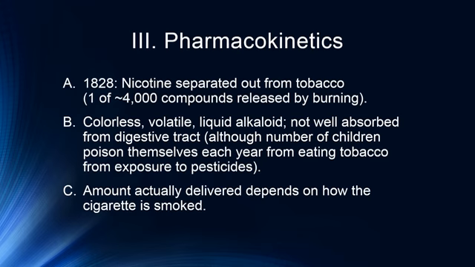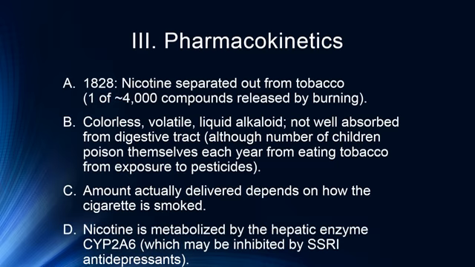The amount of nicotine delivered really depends on how the cigarette is smoked and what kind of cigarette is actually smoked. This is one of the biggest problems with trying to replace nicotine in people who smoke, because it's a very ritualized, very specific dose. Nicotine has a very narrow point at which it is pleasant to smoke. Too much and you get nauseous and dizzy very quickly. Too little, and it doesn't satisfy your craving. Nicotine is metabolized by the hepatic enzyme cytochrome P2A6, which may be inhibited by some SSRI antidepressants. So I want to be very careful about combining nicotine with antidepressants.